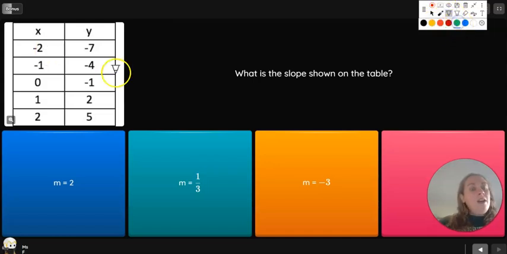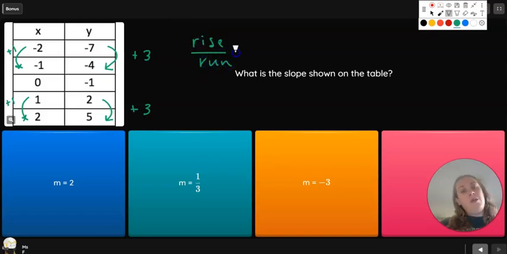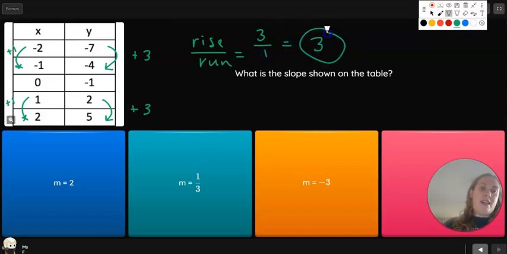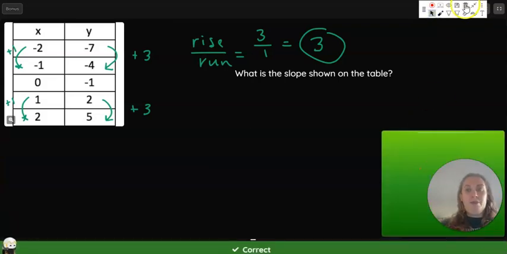The slope from the table here, we're going from 7 to -4. So here the numbers are actually getting bigger. They're getting closer to 0, and then they're getting positive. So we're going up 3. We could also see that by looking at our positive numbers if negatives are tricky for us. And our x's are going up by 1. So our rise over run, we are going up 3 and over 1. And we can just simplify that as a positive 3. Beautiful.